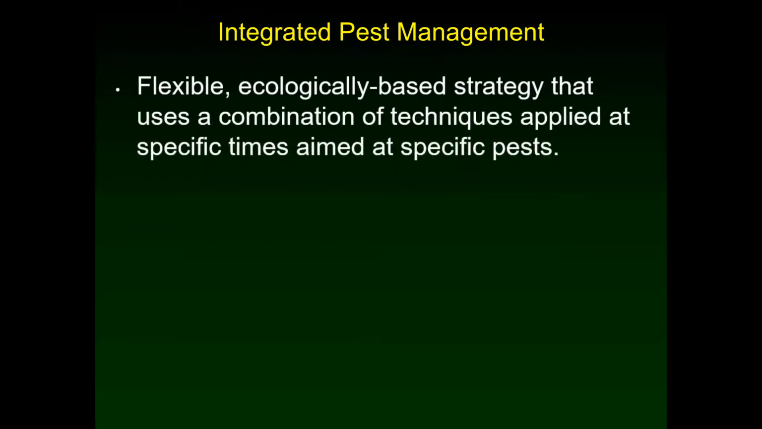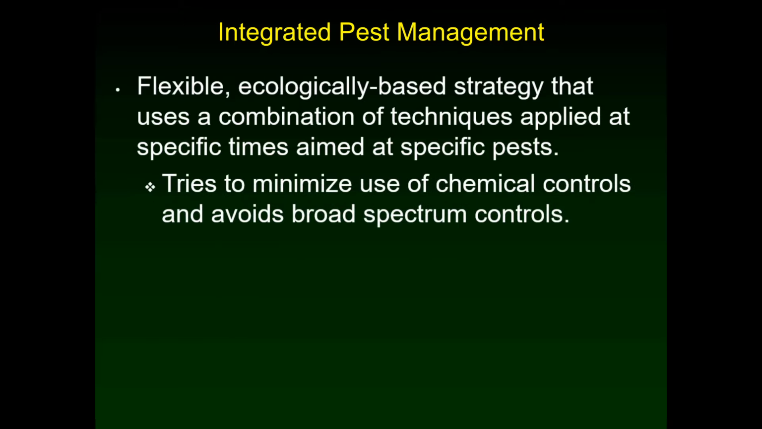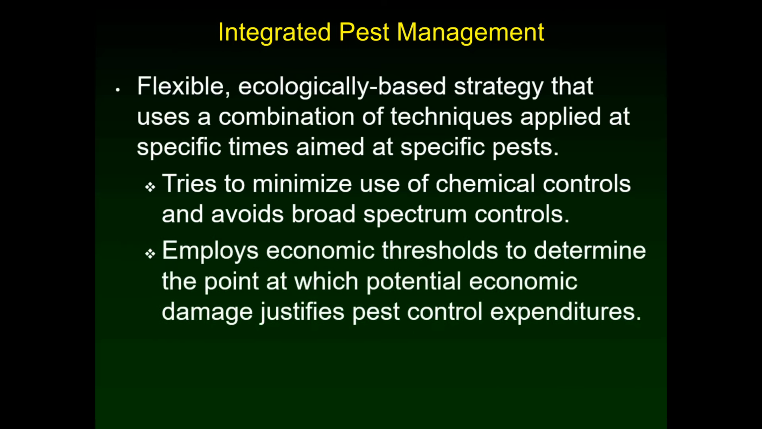And then this leads into integrated pest management. This is kind of the key goal of any pest management. A flexible, ecological-based strategy that uses a combination of techniques applied at specific times aimed at specific pests. This is where you're using every single thing that's available in your arsenal. It tries to minimize the use of chemical controls and avoids broad-spectrum controls. It employs economic thresholds to determine the point at which potential economic damage justifies control expenditures. This has a lot that goes into it.